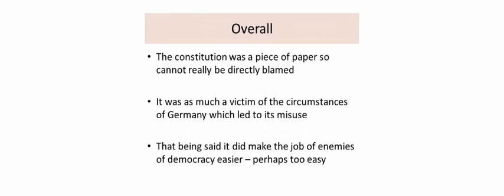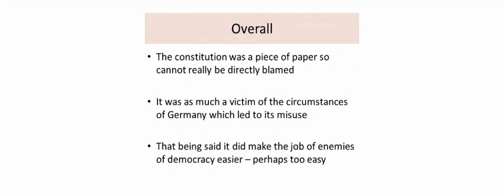So overall, we cannot simply blame the Constitution for all the problems. A, it may set up the problems, but there's a lot of other things which help Hitler come to power and cause all the problems down the line. As well as this, B, the Constitution is only a piece of paper. It cannot be blamed for actions. You can argue that its real problem is it was misused.